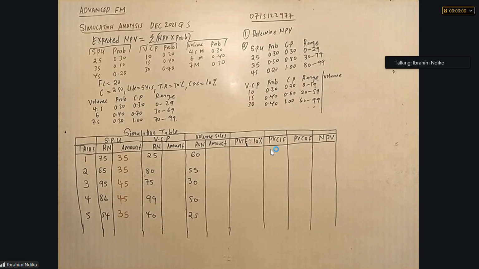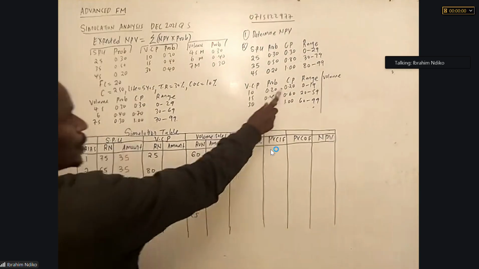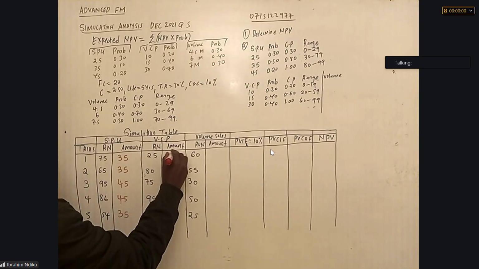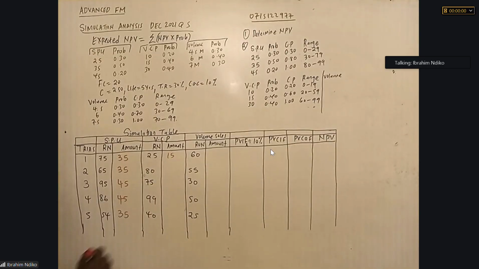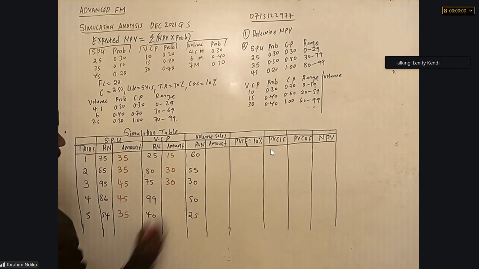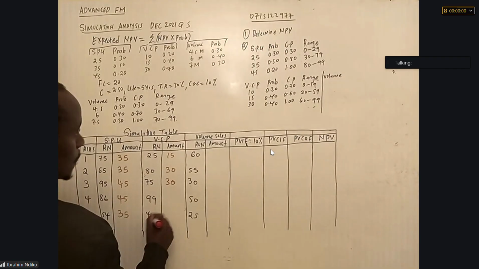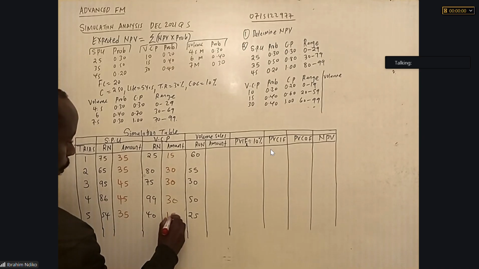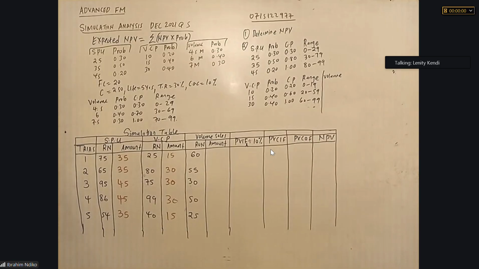Twende kwa variable cost per unit. Variable cost per unit ni ya pili. 25, 20 to 59, 15. 80 iko kwa 60 to 99, 30. 75 iko 60 to 99, 30. 99 iko 60 to 99, 30. Okay, mwisho ni ngapi? 20 to 59, 15. Iko sawa.